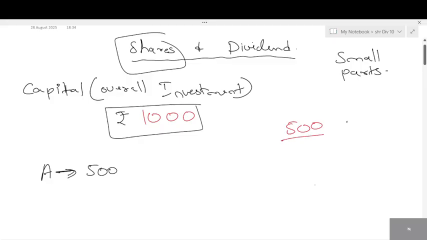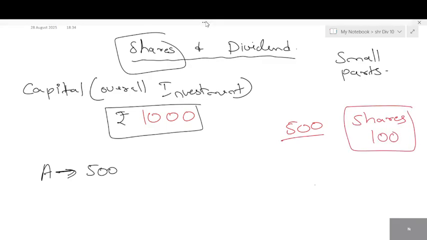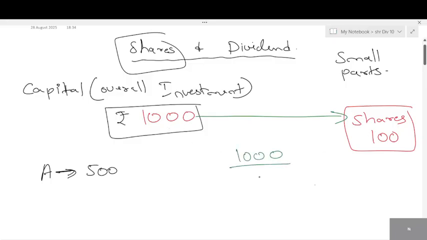Now, as an owner, what A would do is plan to split this entire 1,000 into 100 shares. Students, whatever cost is required, the owner will divide this into 100 shares. So how much is each share? What's the total amount? 1,000 divided by 100. Each share is 10. So what is the value of each share?